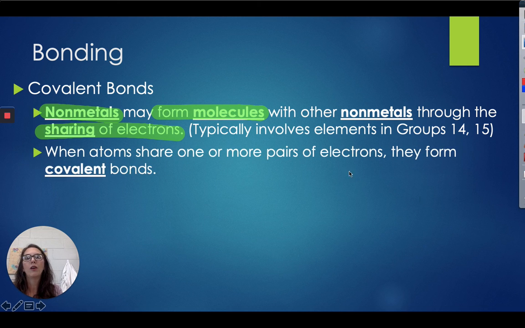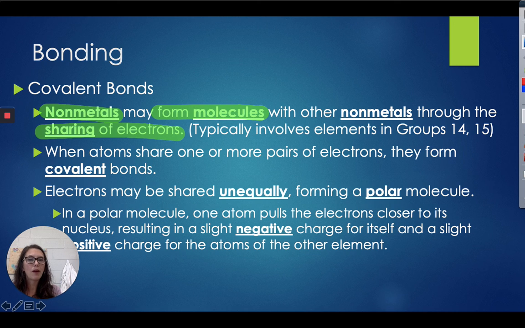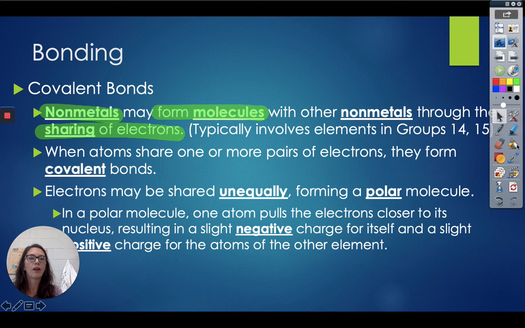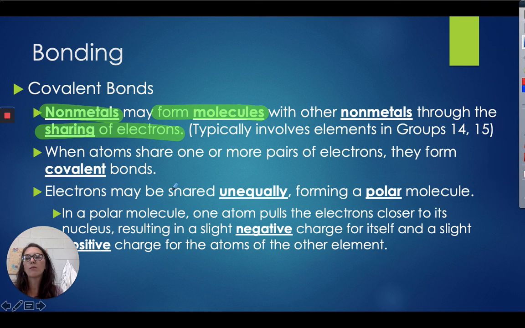Now, when atoms share one or more pairs, they form covalent bonds. And then we want to make sure that we understand that sometimes they're shared unequally, and we call that a polar molecule. So it's sort of like a tug of war. You're going to have some molecules where atoms are larger than others that are forming that molecule, and they are going to pull all the electrons toward their end of the molecule and give it a slightly negative charge, leaving the other end slightly positive. That's a polar molecule, like water.